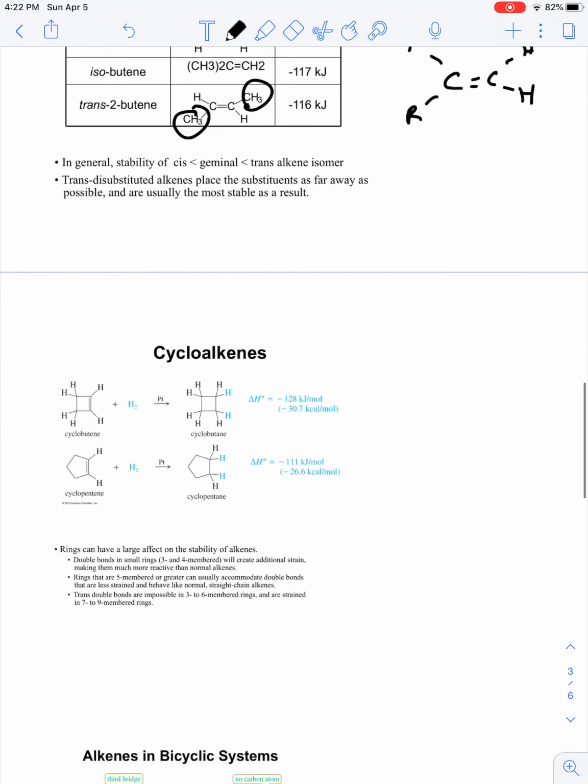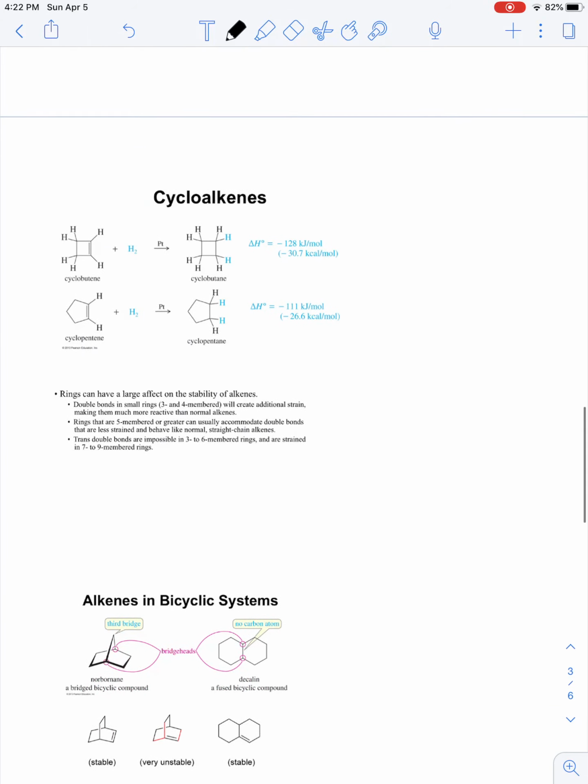When we look at cycloalkenes, so we talked about rings in, I can't remember, I think it was chapter 3 maybe. So when we're looking at rings, we talked about three carbon membered rings and 4 membered rings. So there's a lot of strain associated with both of those types of rings. So it's going to be really hard to put a double bond in a small membered ring, a 3 or 4 membered ring, because there's already so much strain associated with it that this is going to create additional strain, which is making them much more reactive than the normal alkene.